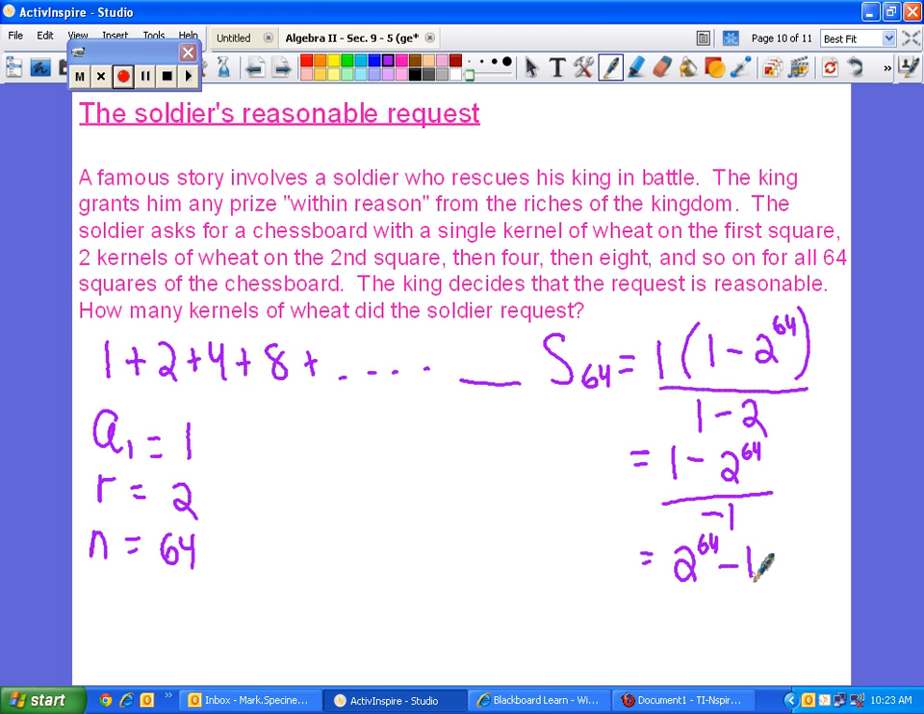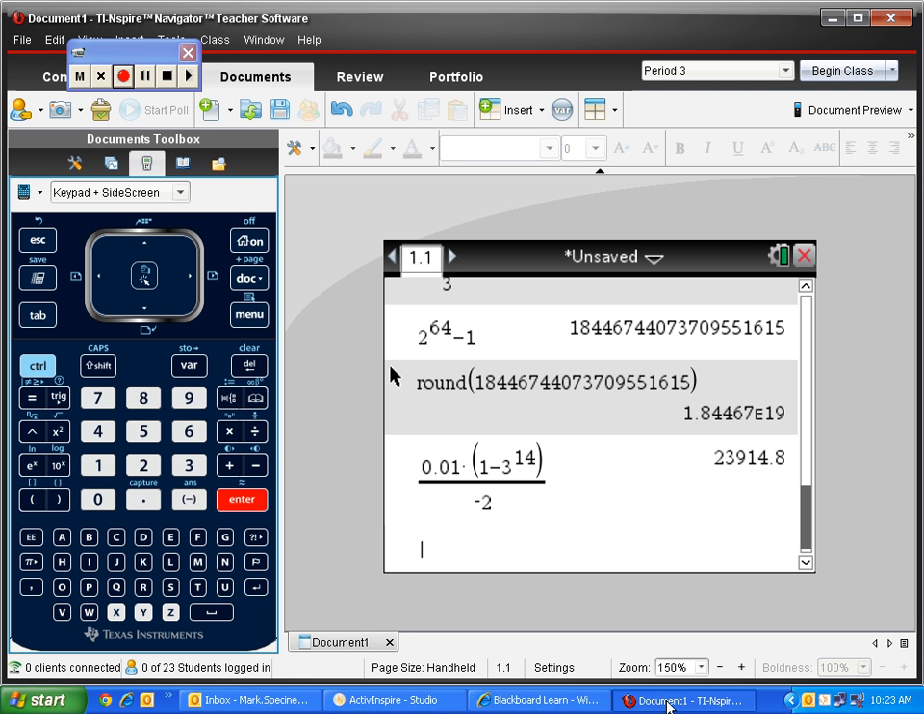What if you did negative 1 plus 2 to the 64th? That's what I have. Yeah, but it's 2 to the 64th first. I'm just wondering if you flipped it would be the same. Yes. Okay, so now you go to your calculator, and actually, here it is, 2 to the 64th power minus 1. This is the number of kernels of wheat that the soldier ended up getting.